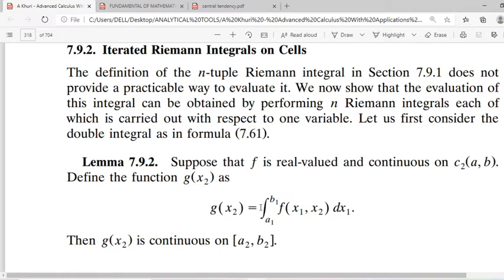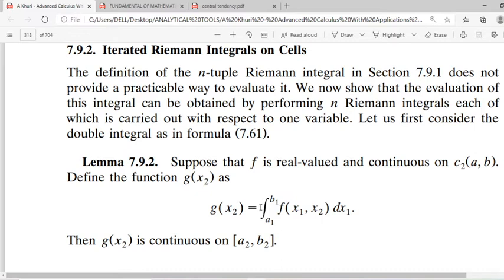Dear students, today we are discussing iterated Riemann integrals on cells. We have to consider two lemmas for the proof of iterated integration, that is, integration with respect to both x and y in the case of a bivariate function f of x comma y. So let us consider this lemma.